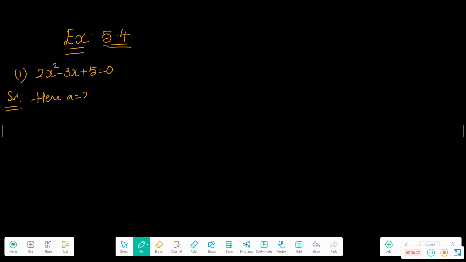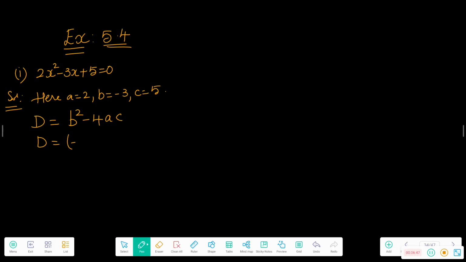Now let us take the first problem. Exercise 5.4, the first one. We need to find the nature of the roots. So the given equation is 2x square minus 3x plus 5 is equal to 0. Now here comparing the values, a is equal to 2, b is equal to minus 3 and c is equal to 5. To find the nature of the roots, first we need to find the value of d. D value is given by b square minus 4ac.